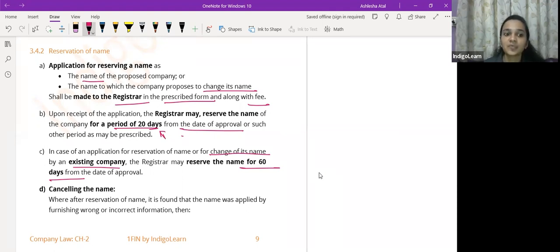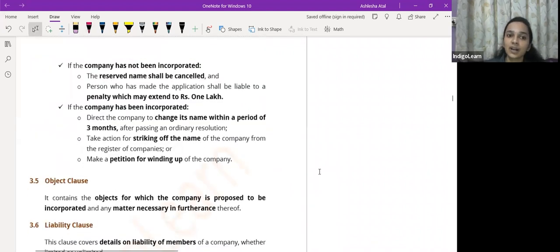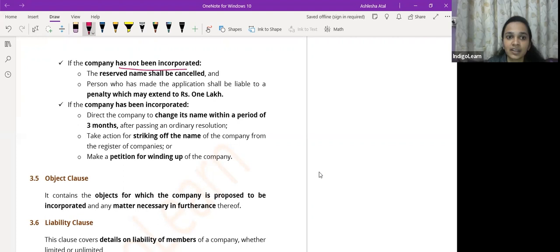Can the reservation be cancelled? Where after reservation of name it is found that the name was applied by furnishing wrong or incorrect information. The name got reserved, but afterwards it was found that the application for the name was made by furnishing wrong or incorrect information. In that situation, if the company has not been incorporated, the reservation will be cancelled, and the person who applied may be penalised up to 1 lakh rupees. If the company has been incorporated, then the company will be directed to change its name within 3 months after passing an ordinary resolution, or action of striking the name from the register, or winding up of the company will be taken. So what is happening?